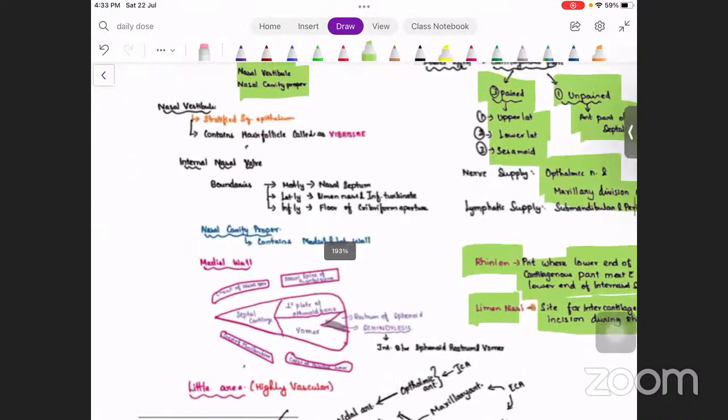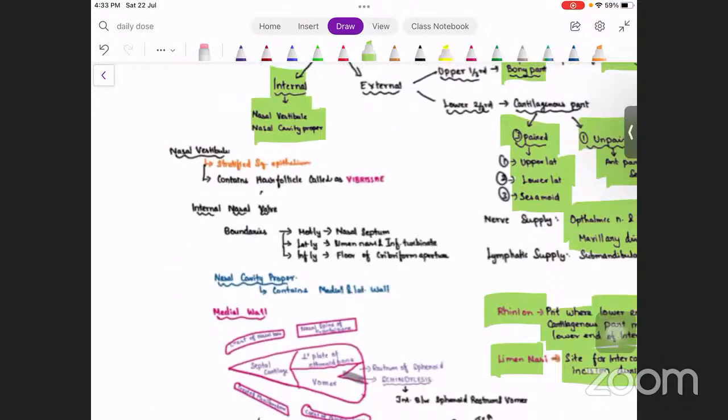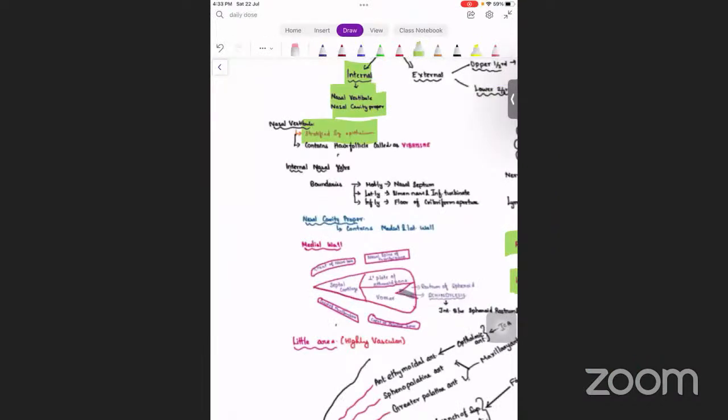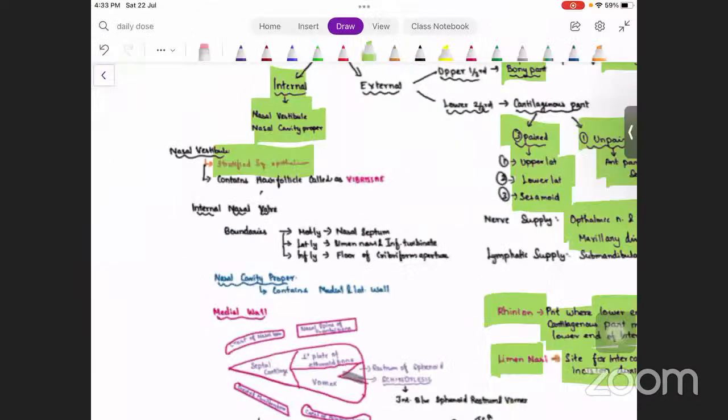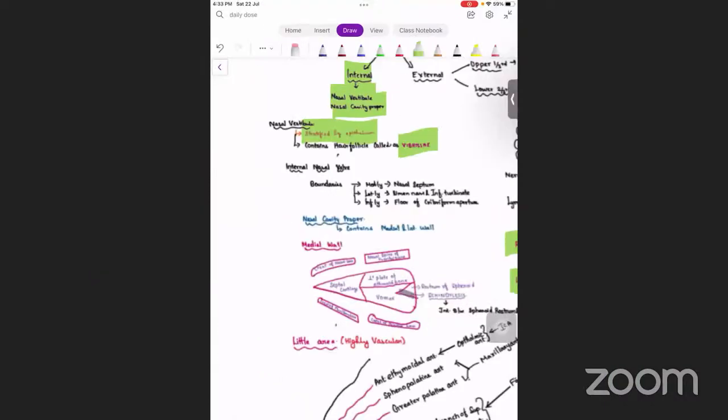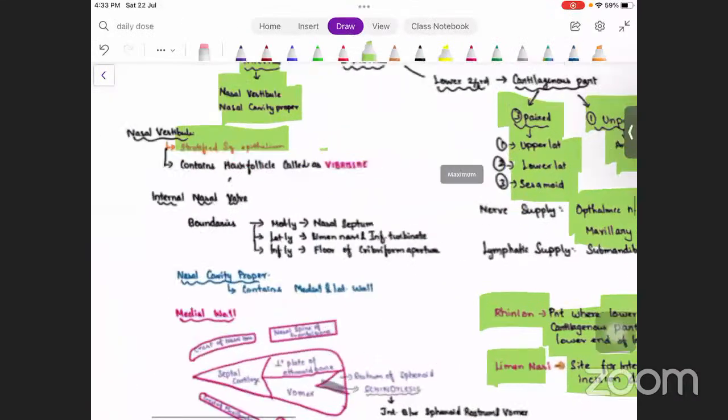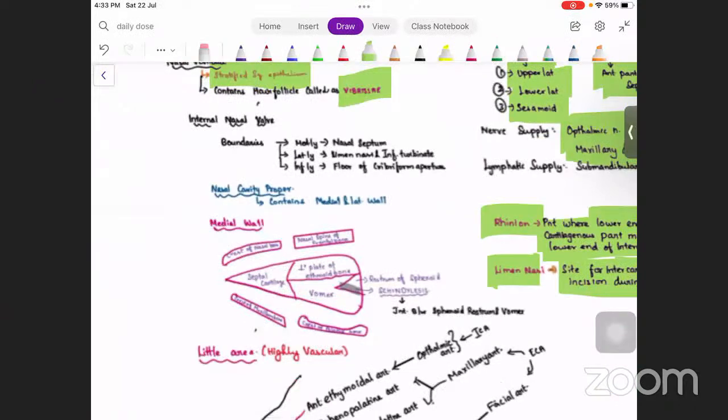Then you have the nasal vestibule, where you may see stratified squamous epithelium, which contains hair follicles called vibrissae. Okay, apart from that, you have the internal nasal wall.